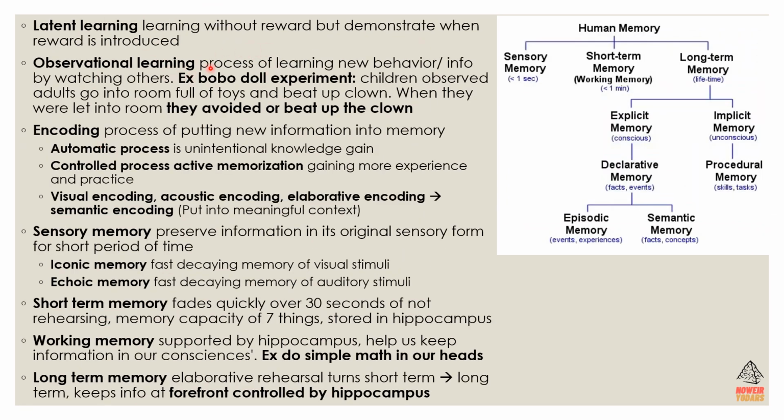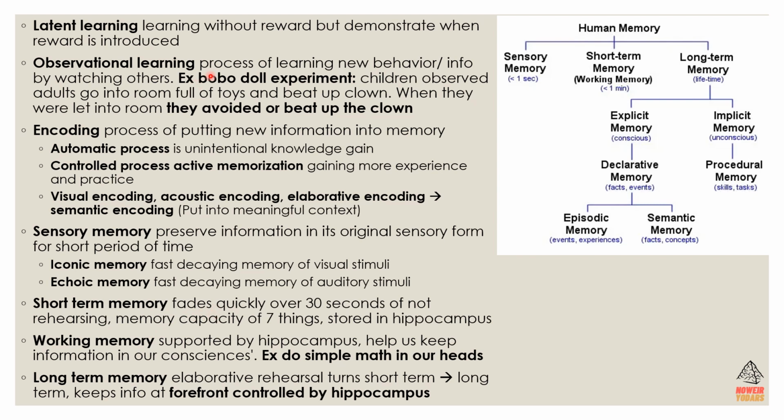Next we have latent learning. So basically you're learning without reward but demonstrate it when a reward is introduced. So I would say, for instance, you've been learning about chemistry all year, and then it comes to an opportunity, like a science fair or a competition where you can display your knowledge, and then there is a reward for that. Or for instance, you can display your knowledge when the teacher asks a question.